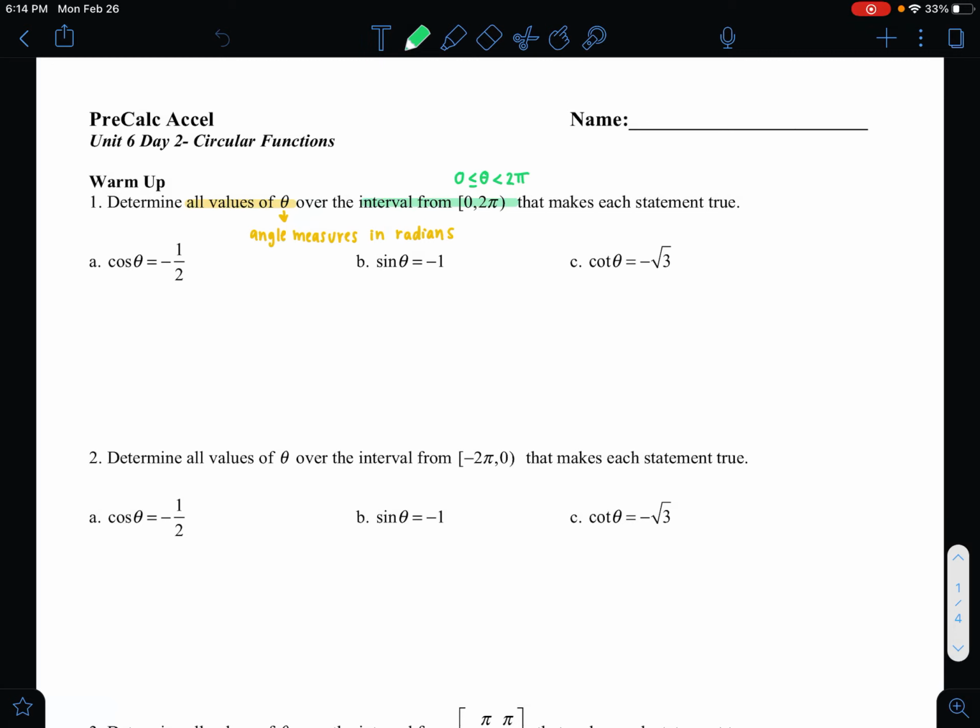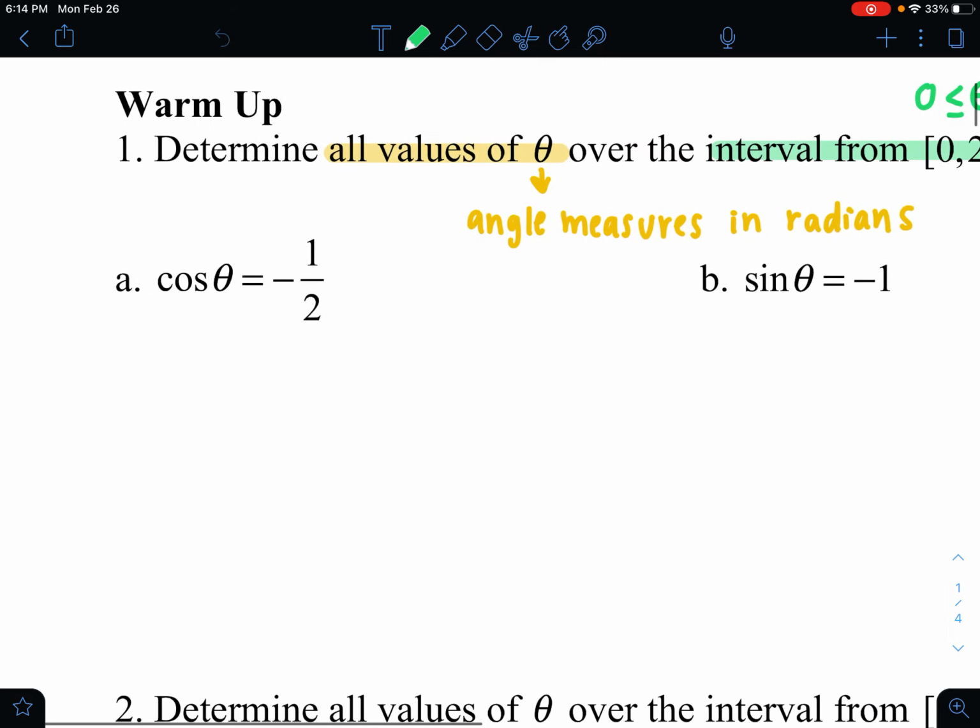All right, at this point you should have attempted the warm-up, so go ahead and listen through to check your answers and see if you had any confusion. So we're determining all the values of theta, which is going to be our angle measures in radians, over the interval from 0 to 2 pi, where 0 is less than or equal to theta, and theta is less than 2 pi, so 2 pi will not be included.